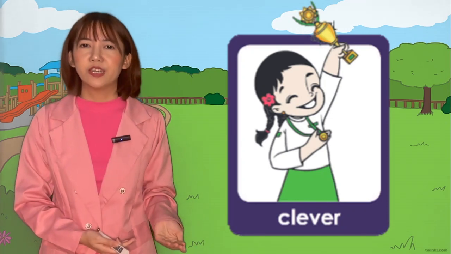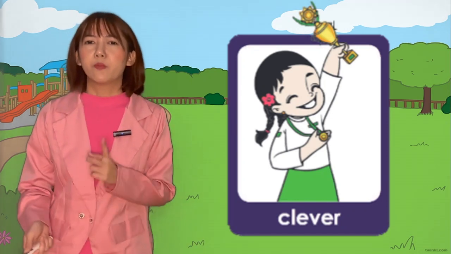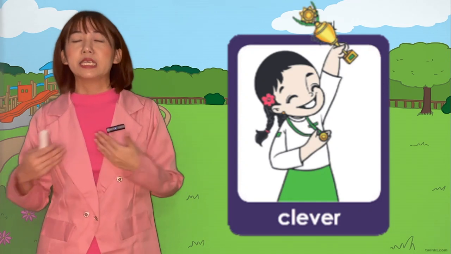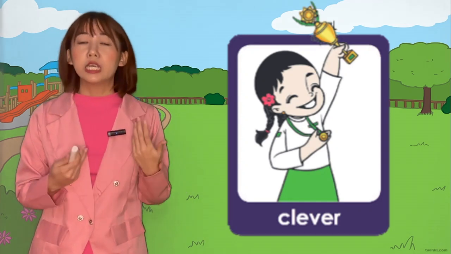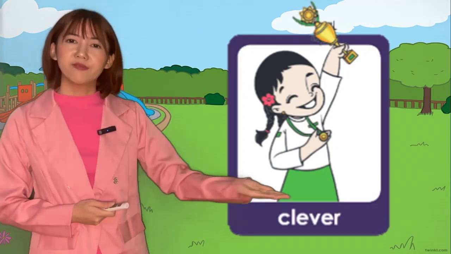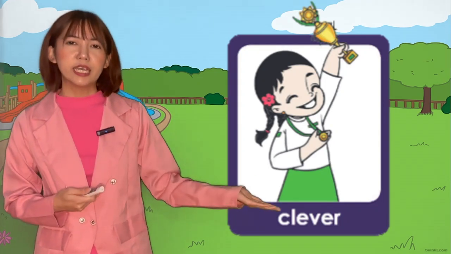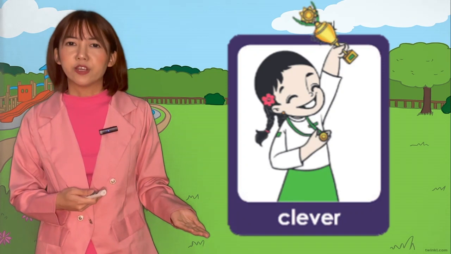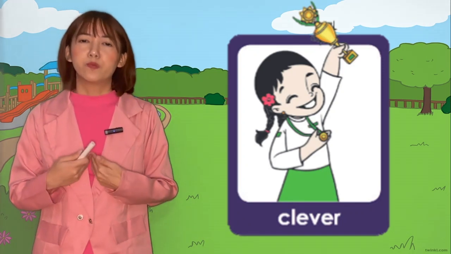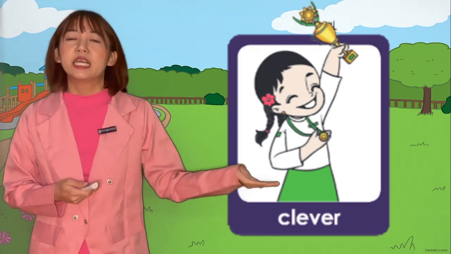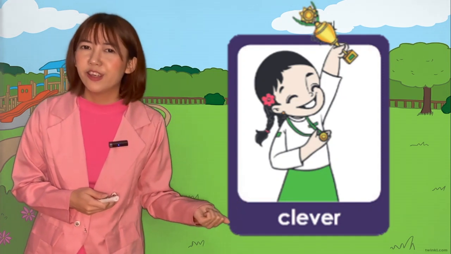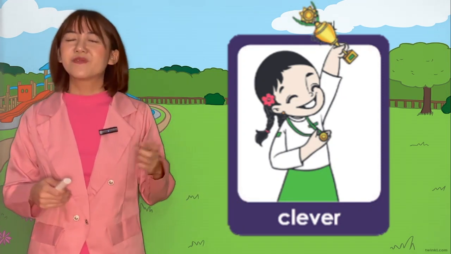This is my sister. She is clever. Okay. This is my brother. He is clever. This is my brother. He is clever. Okay. This is my sister.